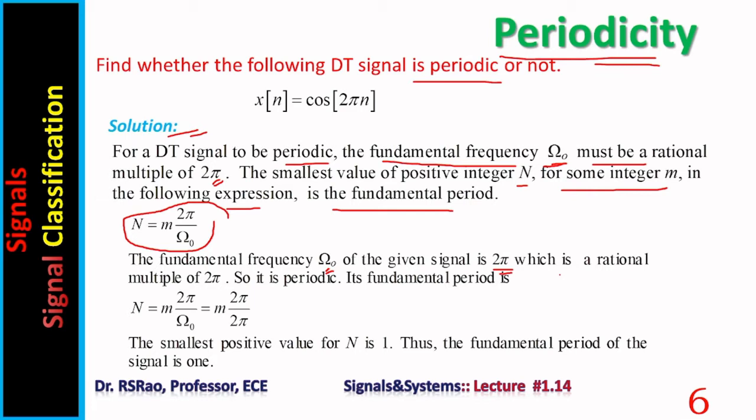So it is periodic. Its fundamental period is N equal to m times 2 pi by omega naught, which equals m times 2 pi by 2 pi. The smallest positive value for N is 1. Thus, fundamental period of the signal is 1. Here N equal to m can assume any integer. So, the smallest positive value for N is 1. Hence, the answer is it is periodic and fundamental period is 1.